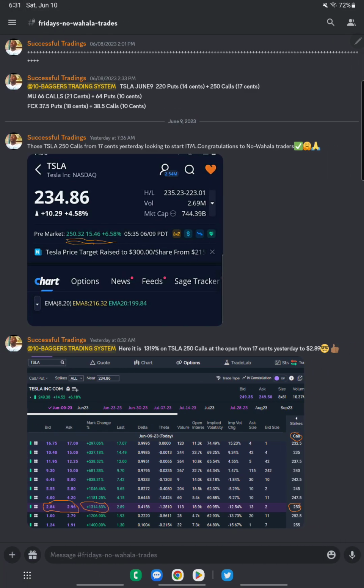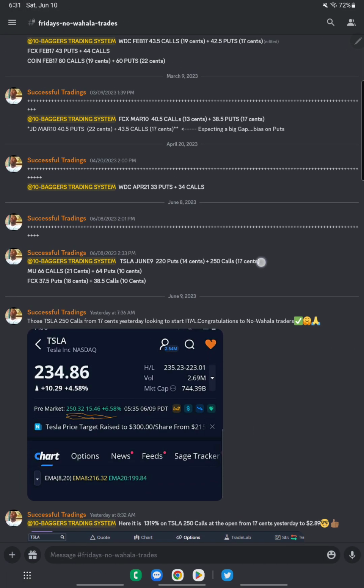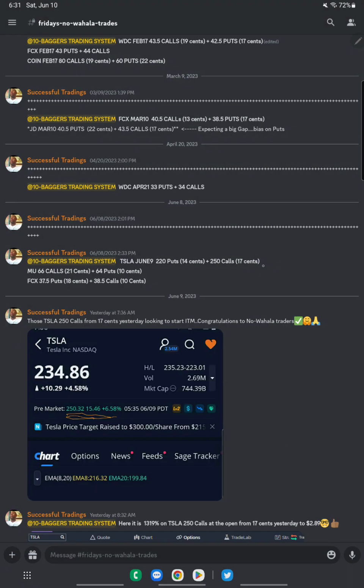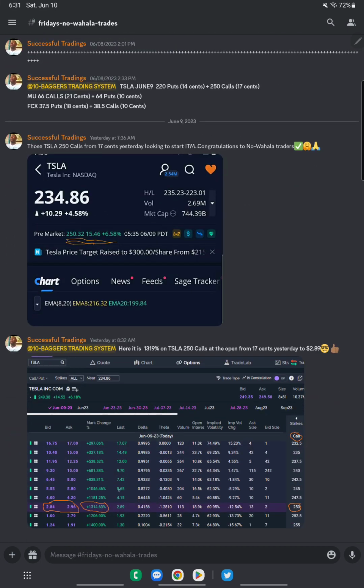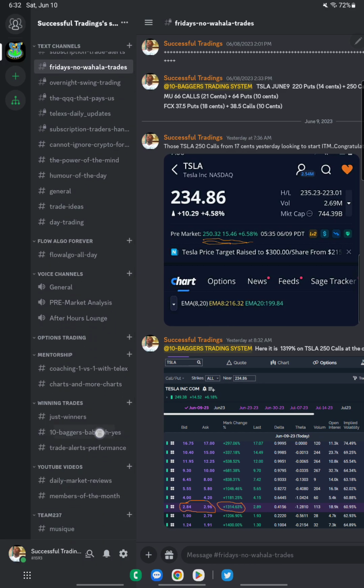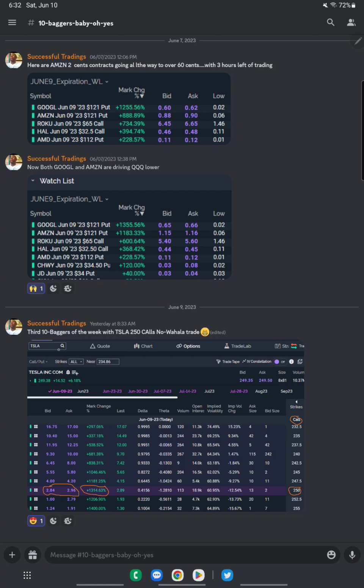So this one is a trade that I gave our traders on Thursday, just before the close, and the 250 call on Tesla, when Tesla gap up the next day, return at this time I was selling this contract from 17 cents to $2.84. That's a 1,314%. These are parts as part of this the strategy, the winning strategies we call the 10 bagger trading system.